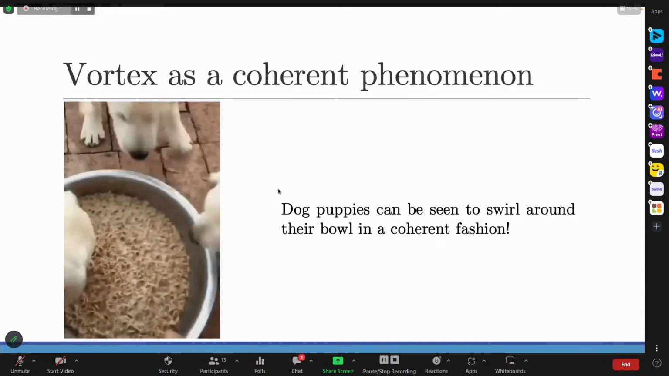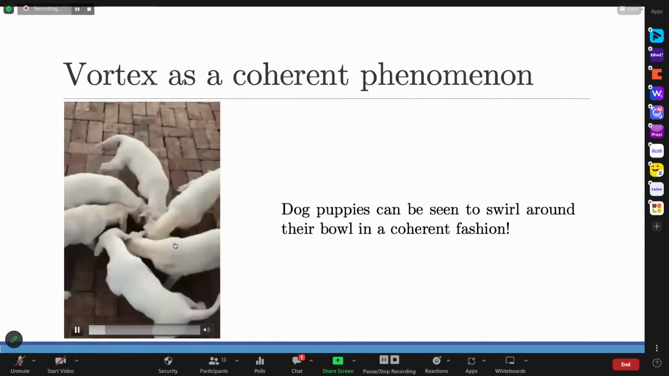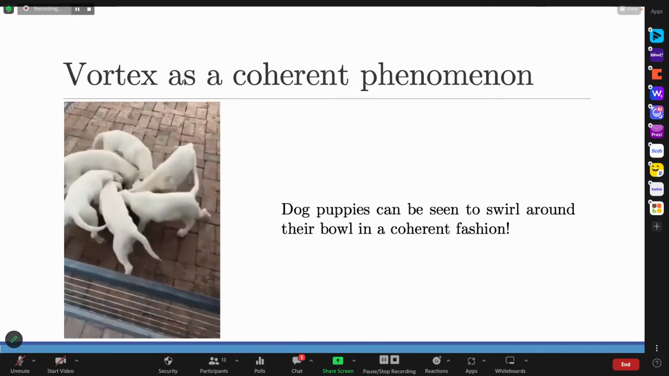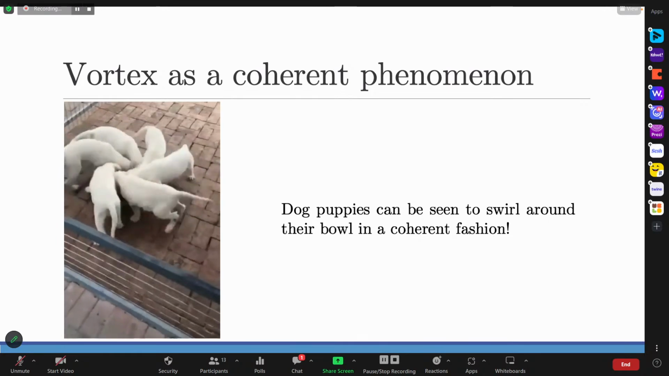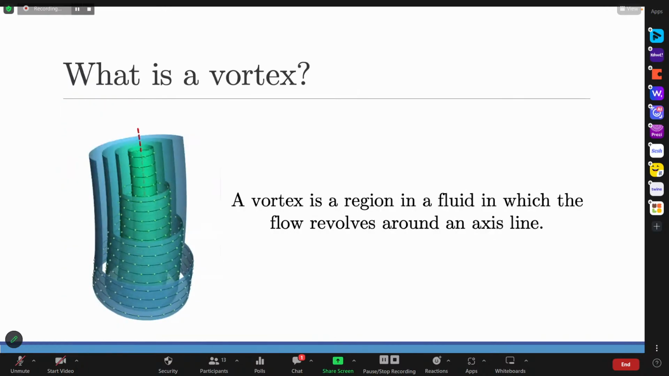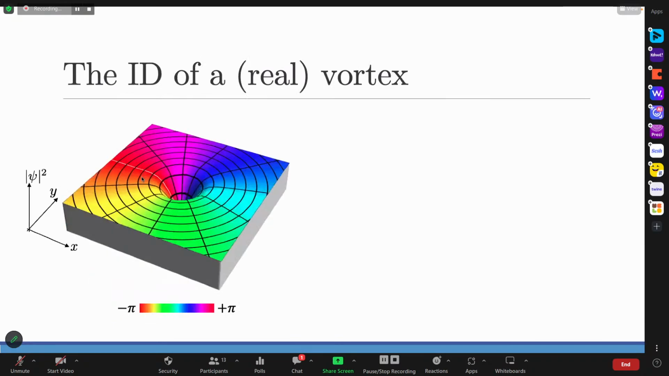First of all, I know that you are super experts of quantum fluids and vortices. I would like to start with an example of a very macroscopic vortex, which is made up of dog puppies that swirl around their bowl. It's a simple but concrete example of coherence. Indeed, a vortex is a region in a fluid in which the flow revolves around an axis line. Here you can see that the deeper you go towards the vortex axis, the faster your particles revolve.